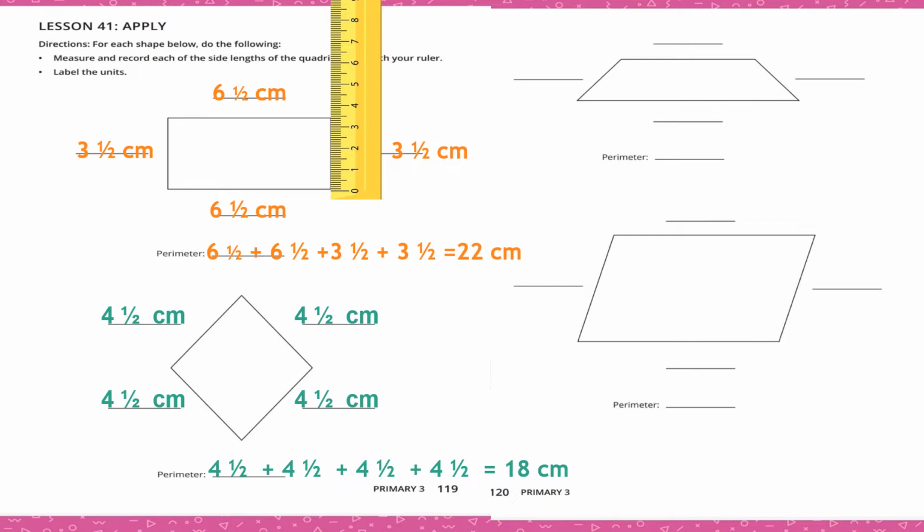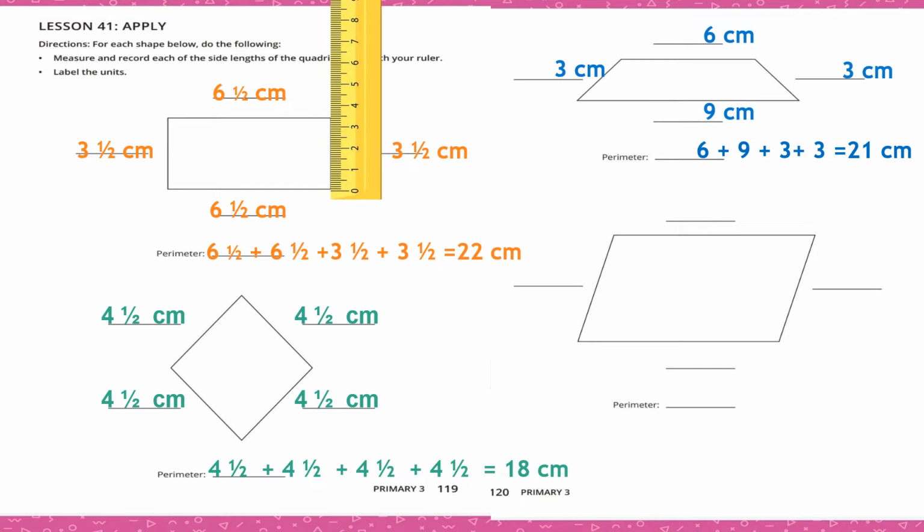The next shape is trapezium, and its side lengths are 6 centimeters, 3 centimeters, 3 centimeters, and 9 centimeters. We want to find the perimeter. It means we will go around this shape and add all sides. 6 plus 9 plus 3 plus 3 equals 21 centimeters.